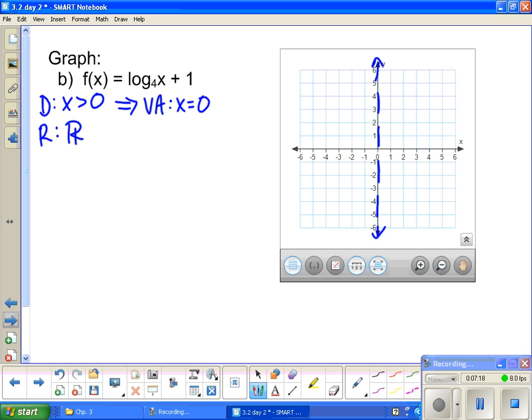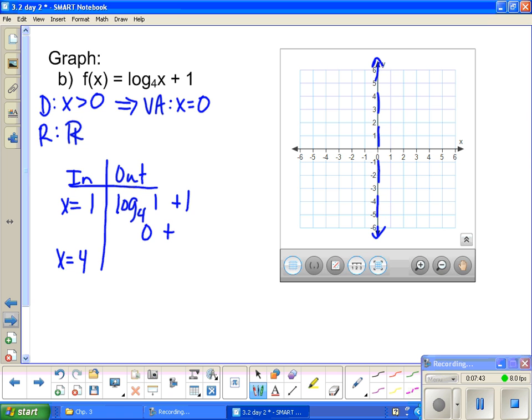Now we have to figure out our inputs and our outputs. So we want our input, x to equal 1, and x to equal the base. My output, log base 4 of 1, plus 1. Well, log base 4 of 1 is 0. 0 plus 1 is 1. So that's my first input. 1 yields an output of 1. So the point is 1, 1.